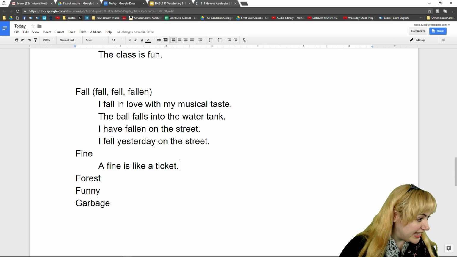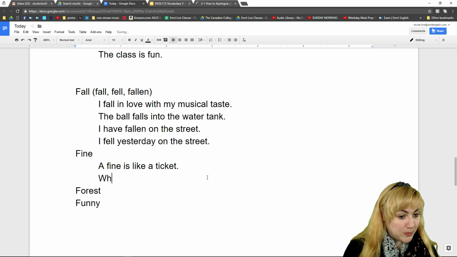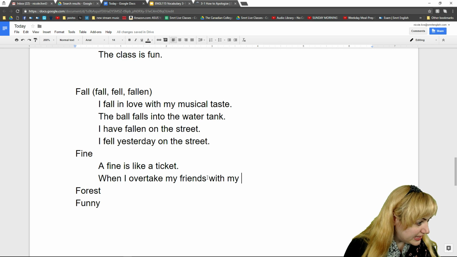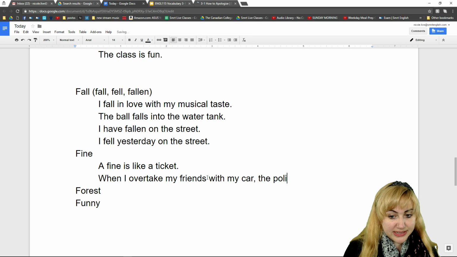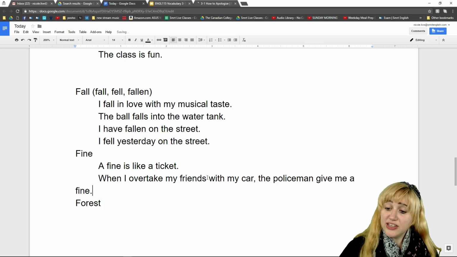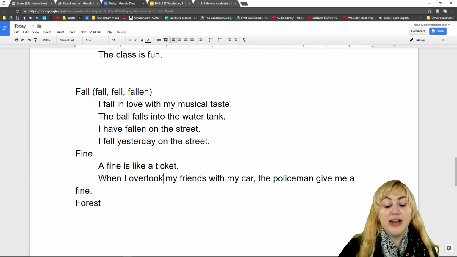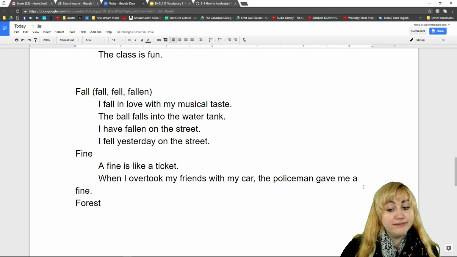Let's see if we have some more for fine. Oh, there's so many. Okay, let me write one here. When I overtake my friends with my, not sure what that one word is, but with my car, the policemen give me a fine. Good, good. But let's make this past simple. So the past of overtake is overtook. So when I overtook my friends with my car, the policeman, and I'll just change this to gave. The policeman gave me a fine. Very nice. That's a good example of when you might get a fine. Very nice.